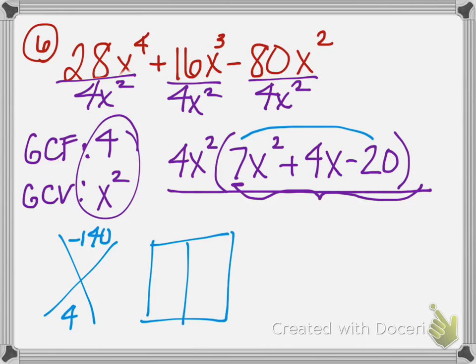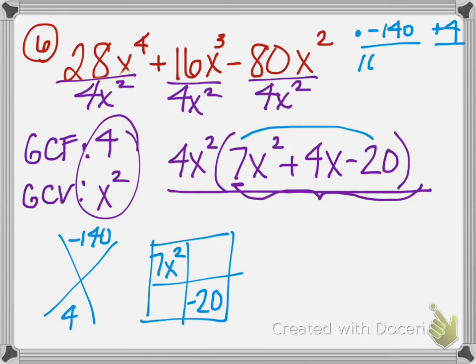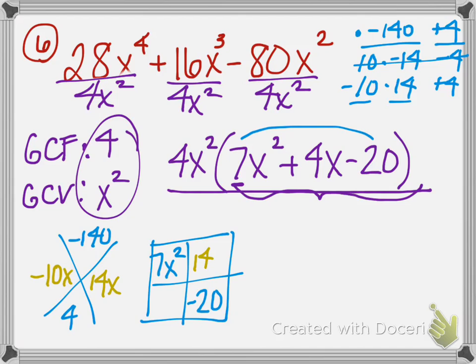Let me fill in the box. The box is going to be 7x squared and negative 20 on the end. So numbers that multiply to negative 140 and add to 4. First thing that comes to mind with any number that ends in 0 is to multiply it by 10. So 10 times negative 14 gives me negative 4. I need a positive 4, so switch the signs. Negative 10 times positive 14, and that gives me the positive 4 I'm looking for. So negative 10 and 14 are my numbers. So negative 10x and 14x, that's what goes in here.